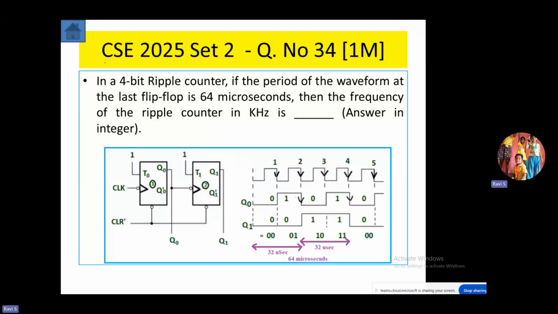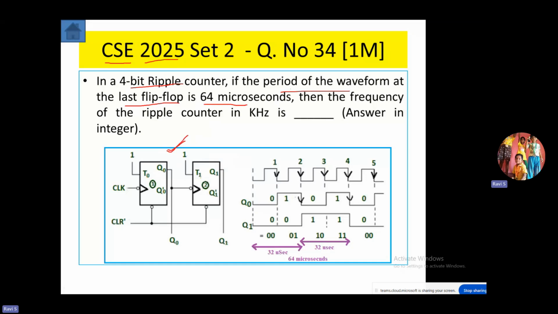In this tutorial, we are going to see a GATE question asked in the CSE department in the year 2025. The question is, in a 4-bit ripple counter, the period of the waveform measured at the last flip-flop is 64 microseconds. Just for illustration, I have shown a diagram. It is not part of the question.